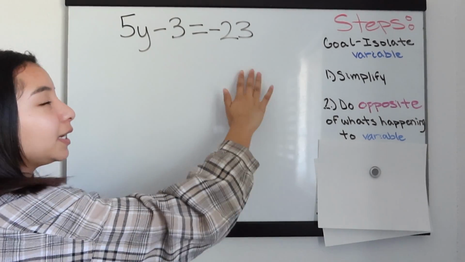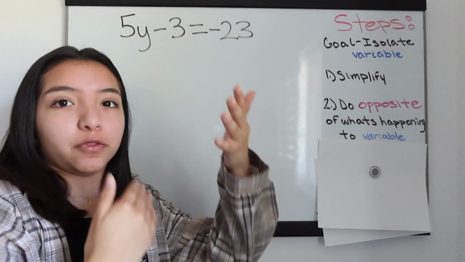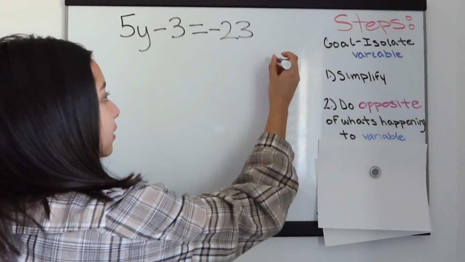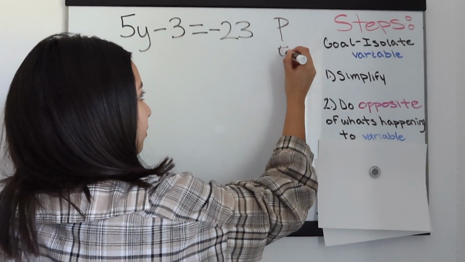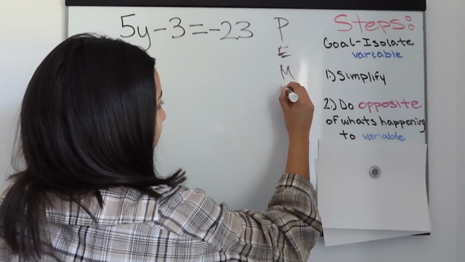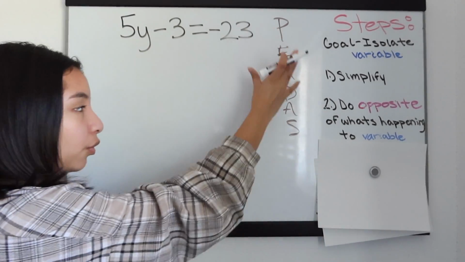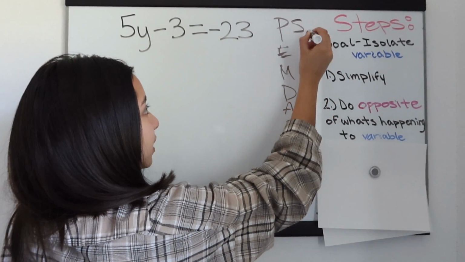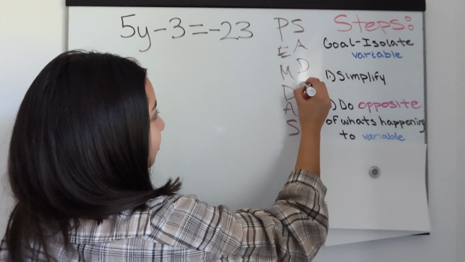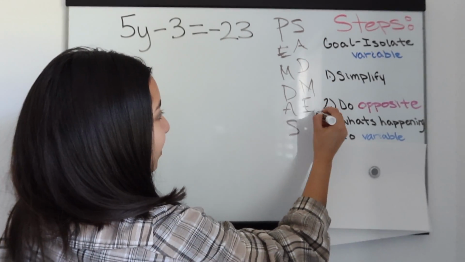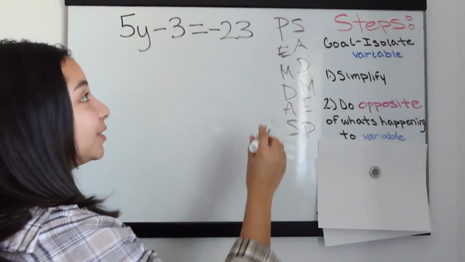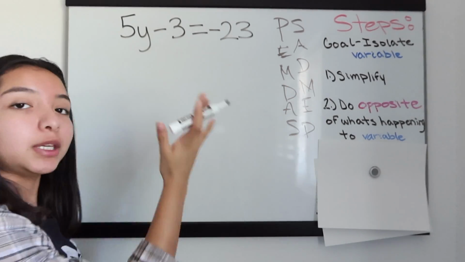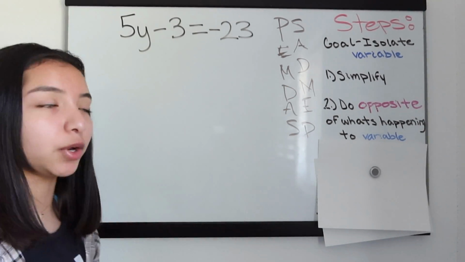So when we're solving equations, we're reversing the order of operations. The order of operations is PEMDAS, but we're going to reverse it. So it's going to be SADMEP. All right? So this is what we need to do. This is the order that we should take when solving equations. We're going to reverse that order of operations.